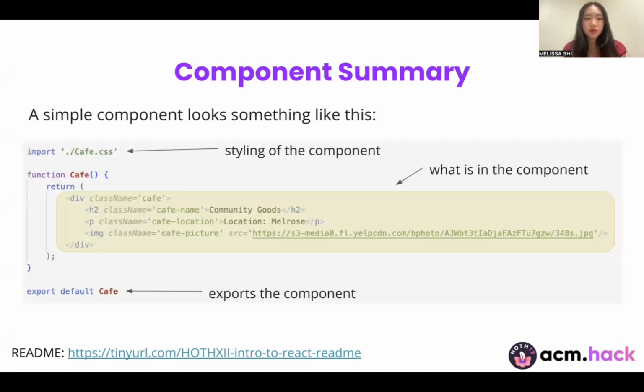So this is our component summary. A simple component will look something like this. First, you'll import the styling of the component or any other imports that you need, such as icons. Then you will have a JavaScript function that returns what is in the component, which is just HTML. And then we will export the component by using export default and the component name.